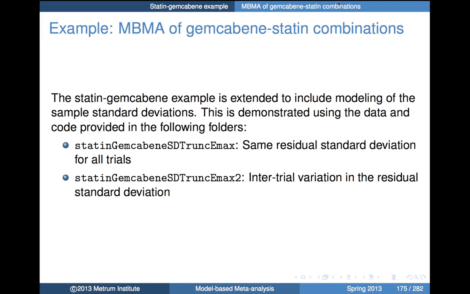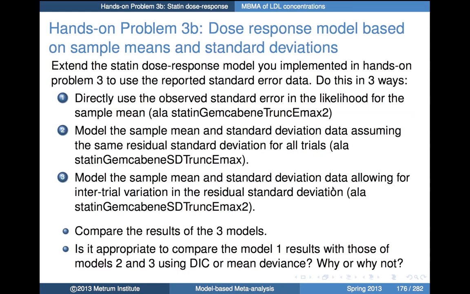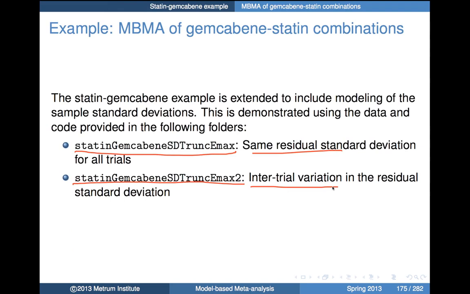The two examples I'm going to look at are both ones that I've distributed on the course website to be added to your collection. One is called Statin Gemca Bean SD Trunk Emacs, and the other is the same name but with a 2 stuck on the end of it. The difference again is that the first one just assumes the same residual standard deviation for all the trials, whereas the next one incorporates some random inter-trial variation in that residual variability. Let's go ahead and pull out that first example.